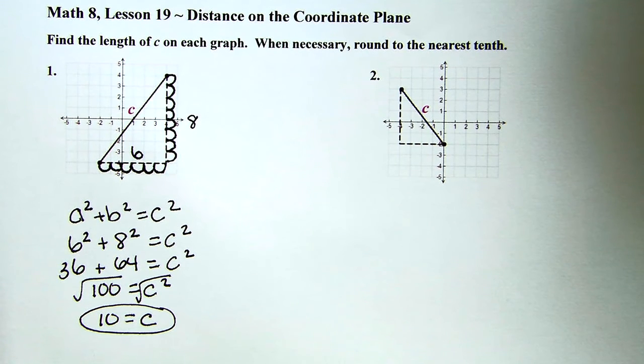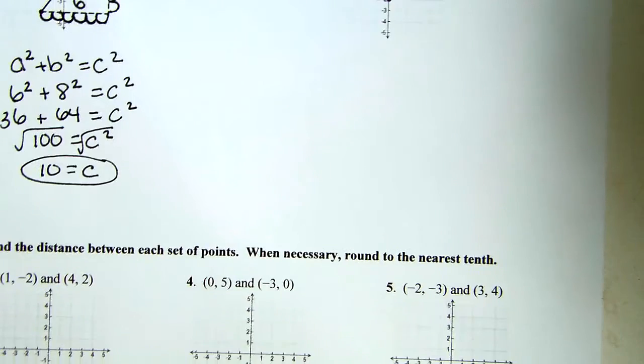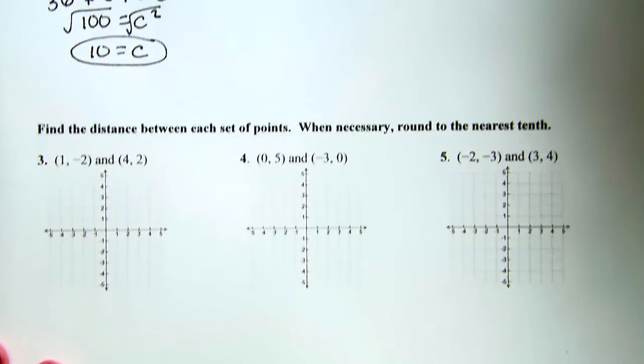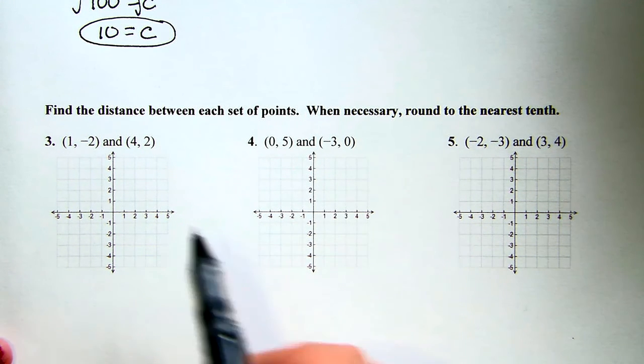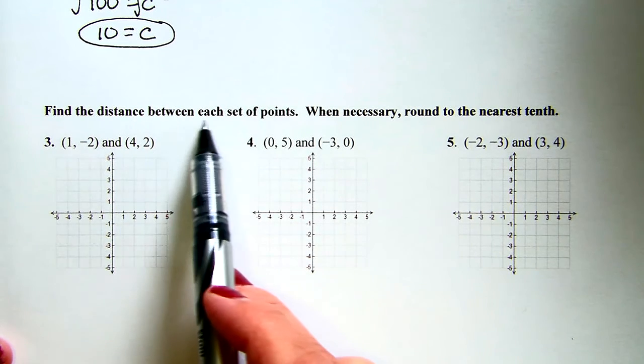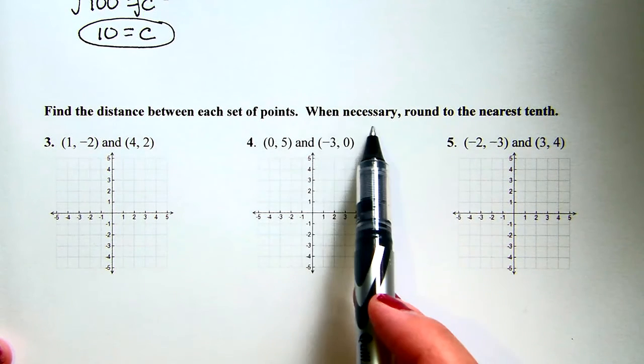All right, next, the last problem I said I'd help you out with is number 5. This is a problem where you're going to have to begin by doing the initial graphing of the ordered pairs, of those coordinates. Because we have several different points, please make sure that you're plotting appropriately on the x and appropriately on the y. Our directions state, find the distance between each set of points, when necessary, round to the nearest tenth.